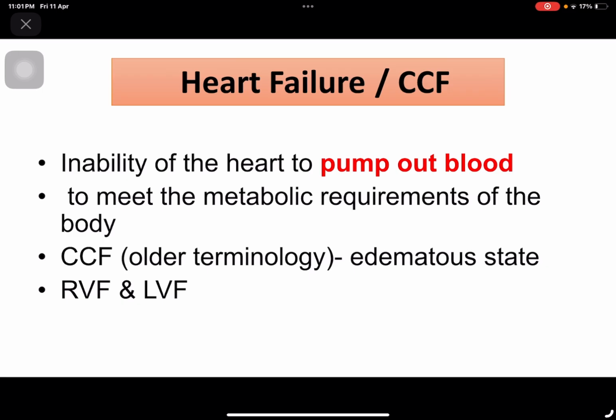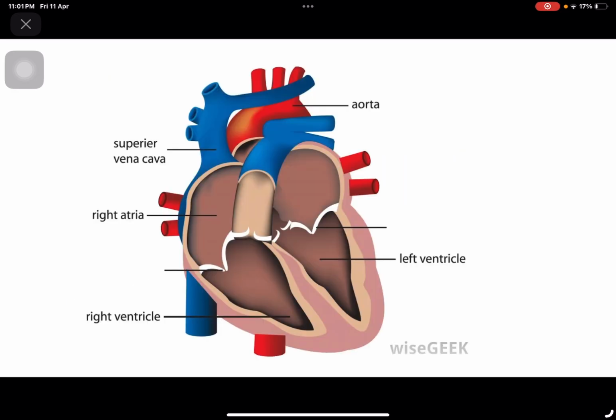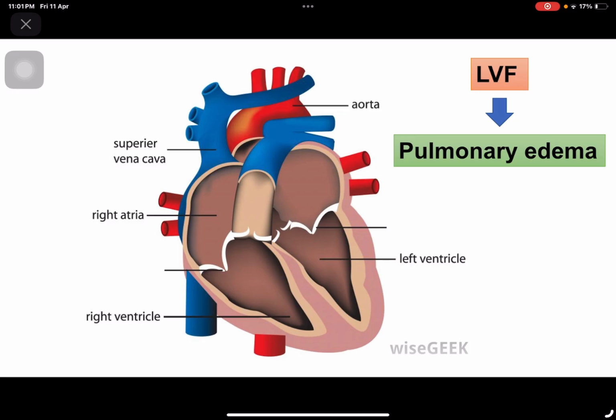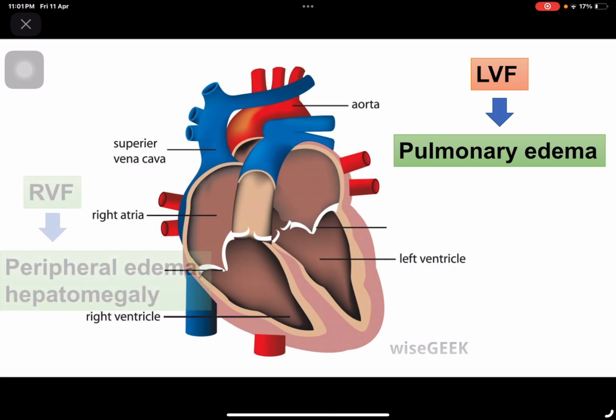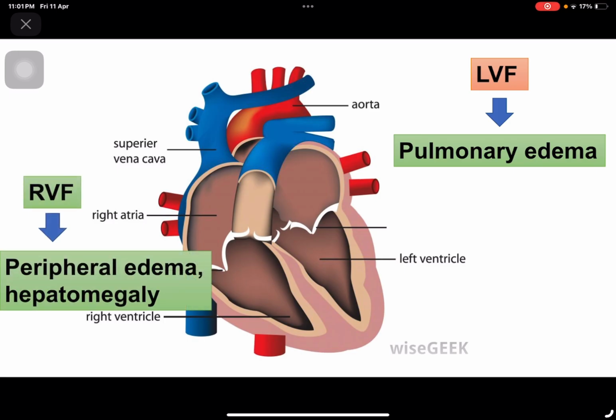CCF is an older terminology used for the edematous state. In heart failure or cardiac failure, the right and left ventricles fail to function. If the left ventricle fails, then pulmonary edema occurs. If the right ventricle fails, then peripheral edema or hepatomegaly occurs.